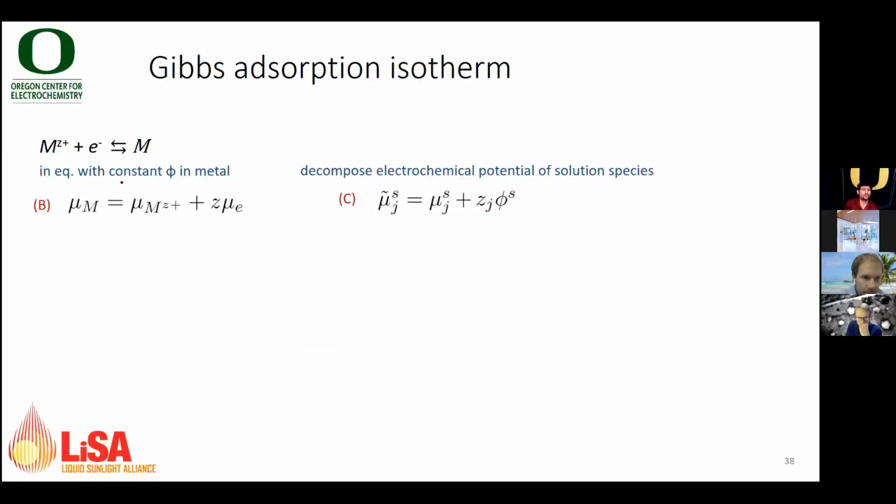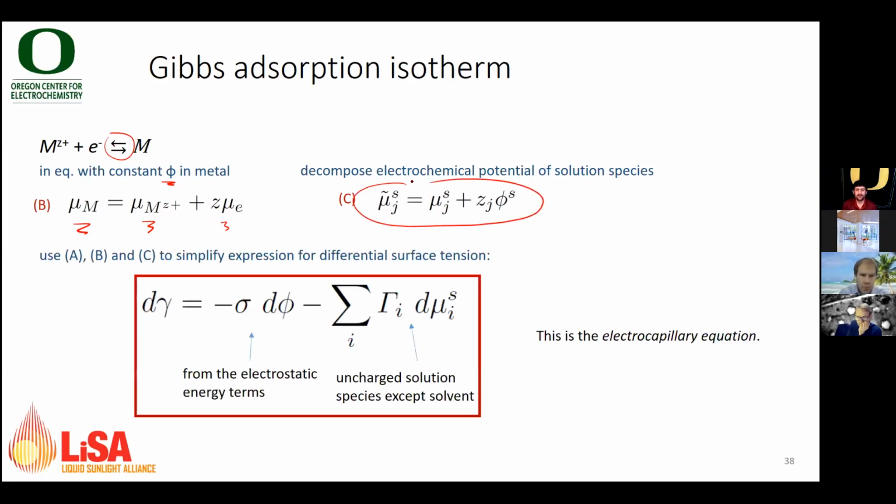In equilibrium with constant phi in the metal, so phi is the same everywhere in the metal, you can say that the chemical potential is equal to that of the positively charged metal plus an electron. That's by definition of this equilibration process, right? And you can decompose the electrochemical potential of the solution species into a couple different terms here. And you add it all together, things cancel out, and you get this really nice equation.